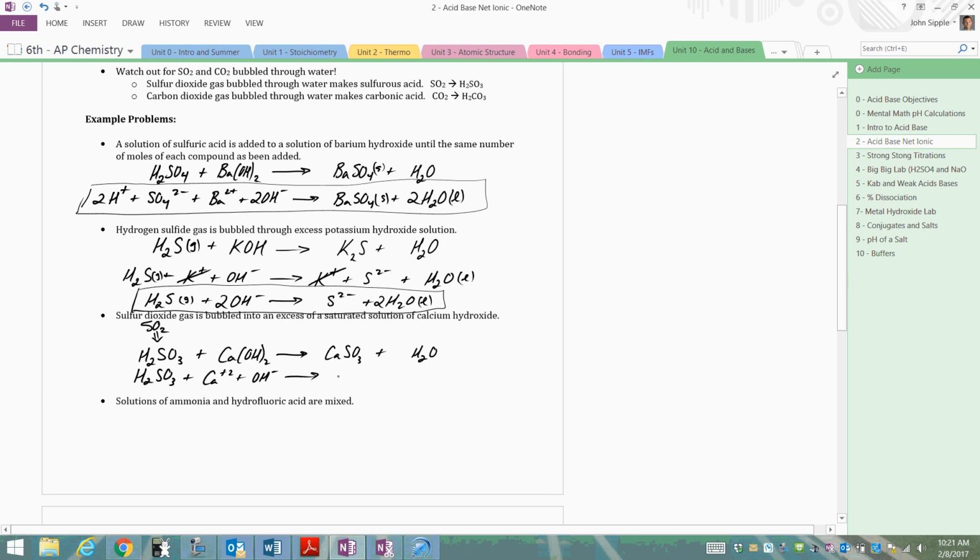Calcium sulfite. Okay, soluble, insoluble. Soluble, right? Am I right now? I think so. Oh, I got it. Okay. Oh, wait a second.